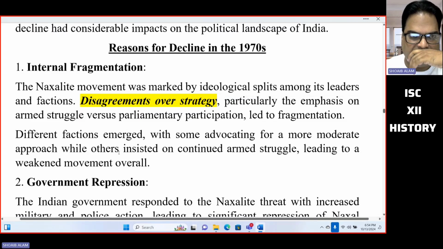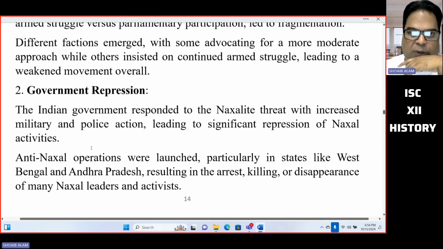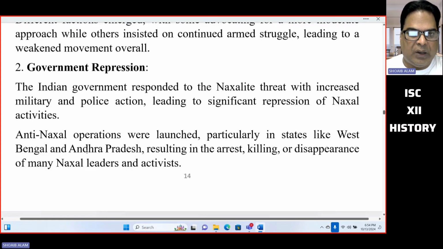The next one, government repression. That means the Indian government responded to the Naxalite threat with increased military and police action, leading to significant repression of Naxal activities. This is point number two. Then anti-Naxal operations were launched, particularly in states like West Bengal and Andhra Pradesh, resulting in the arrest, killing, or disappearance of many Naxal leaders and activists.